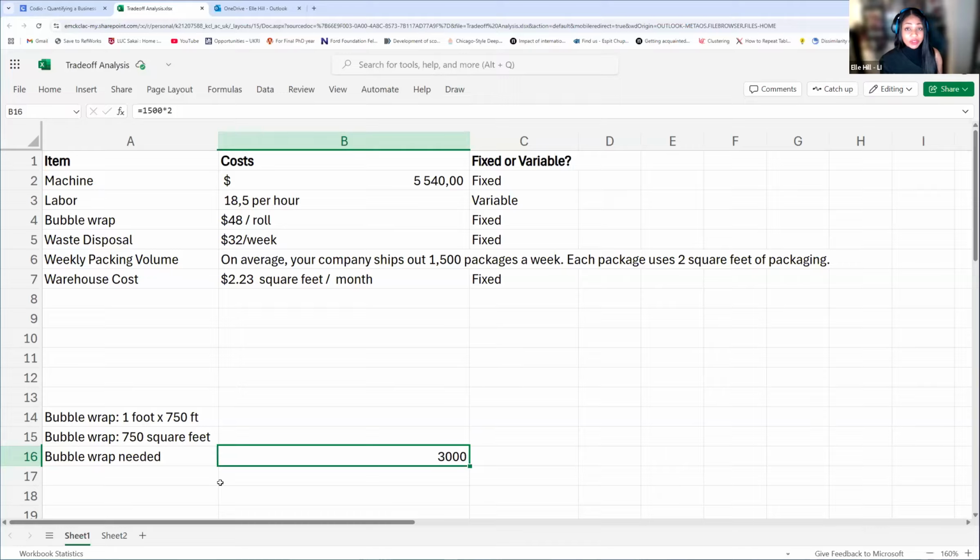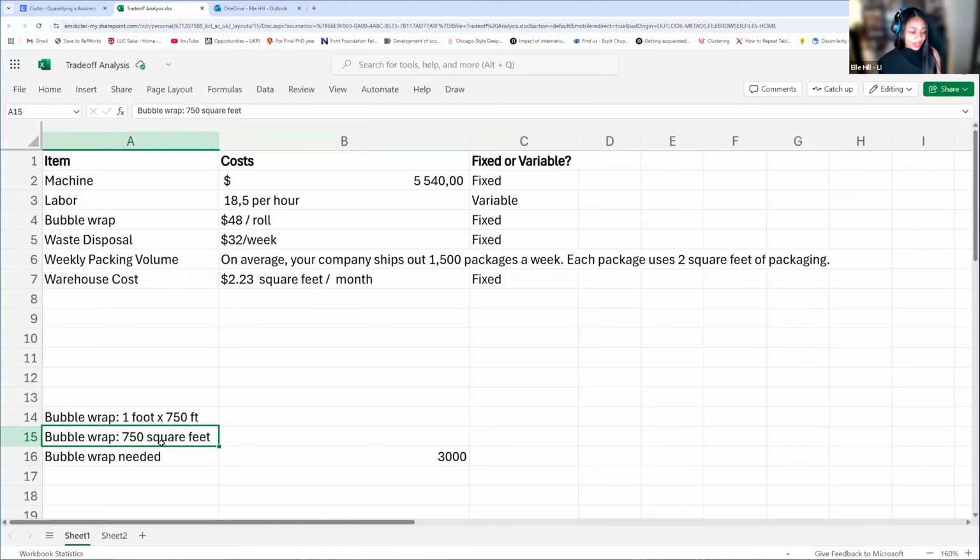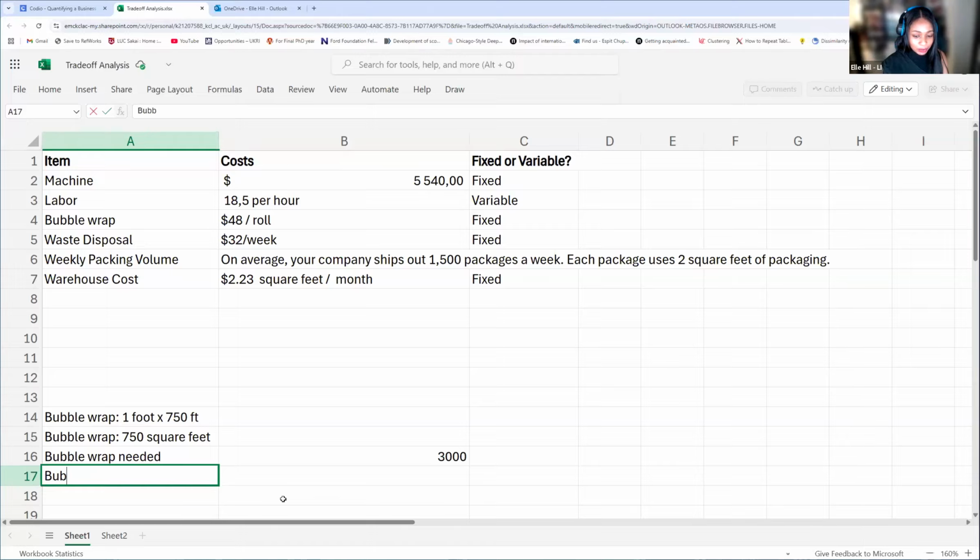One more step, we have to figure out how many rolls we need. If we need 3,000 square feet and one roll of bubble wrap is 750 square feet, I know a lot of you can do this in your head, but let's just see it in Excel. We're going to take 3,000 divided by 750, because by dividing, we can see how many bubble wrap rolls are going to fit all the packages that we need to wrap. That's what we're saying with this division. So we're going to say bubble wrap rolls needed.